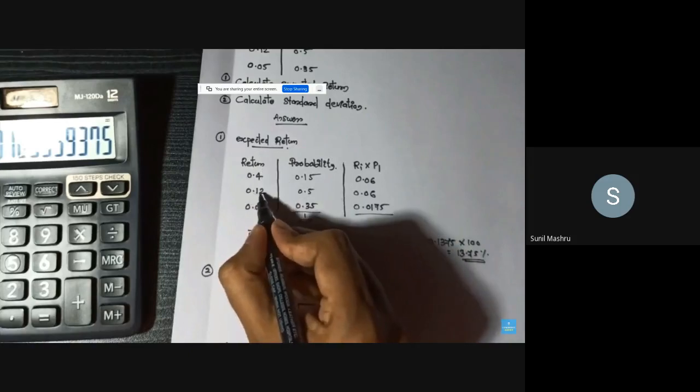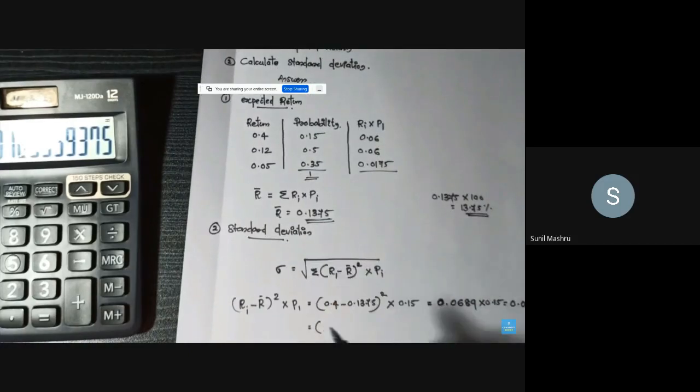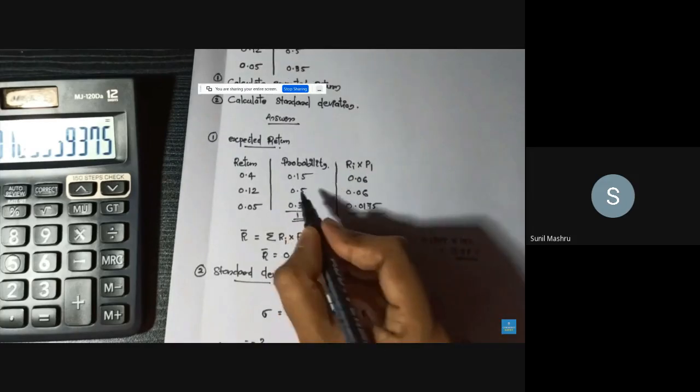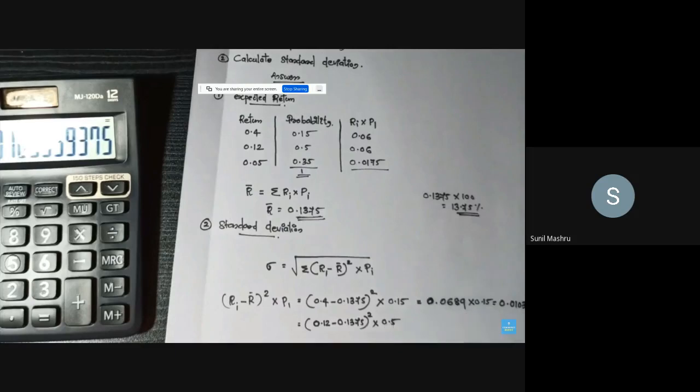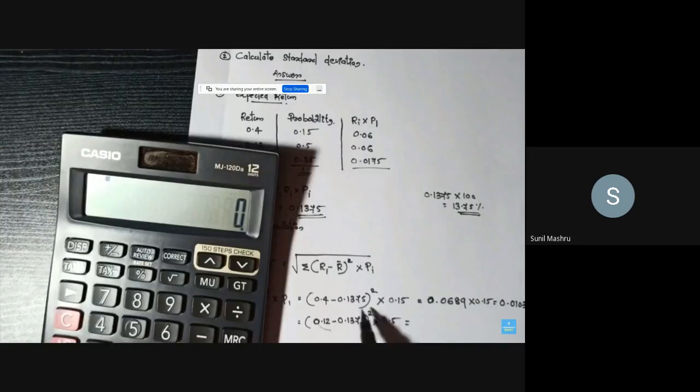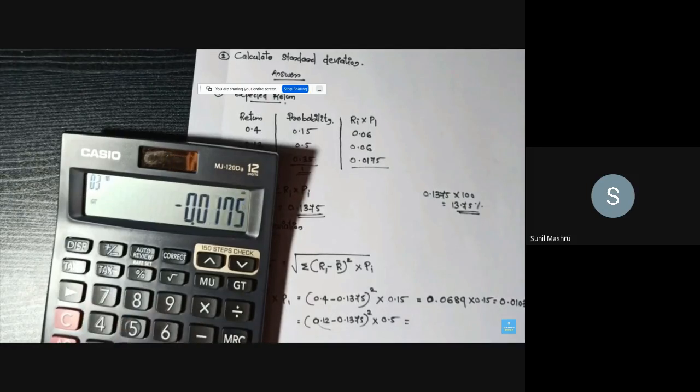Then like that, we have to find the second one, that is the second return, 0.12. So Ri is 0.12 minus the expected return, the same 0.1375, in the bracket, squared, into the second probability, which is 0.5, right? So first I'm going to find the value of this figure. 0.12 minus 0.1375 is equal to negative 0.0175, right?